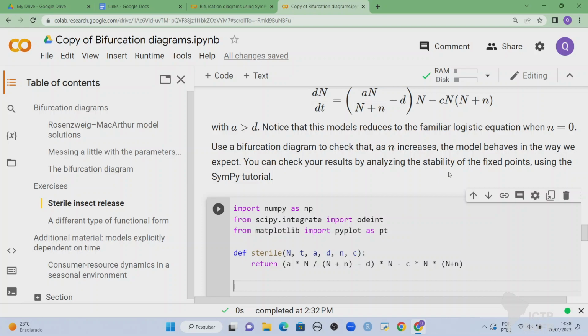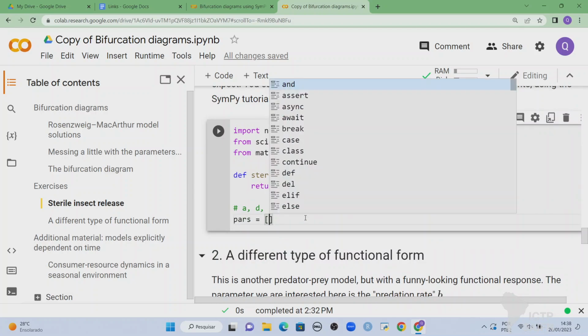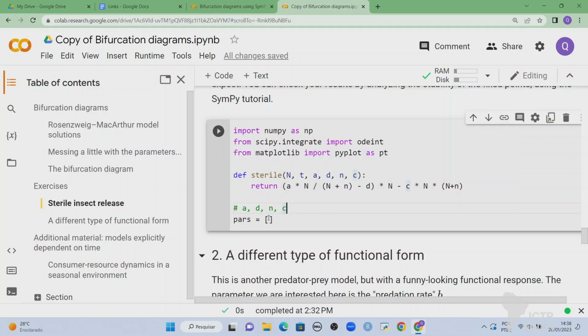Now what do I need to solve this? I need a set of parameters. So instead of doing one by one, I just set them in order here. But to do that, it's nice to remember to keep the order close here. So the list of parameters here will be A, G, N, and C, okay?